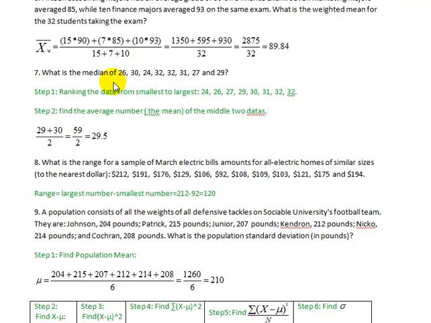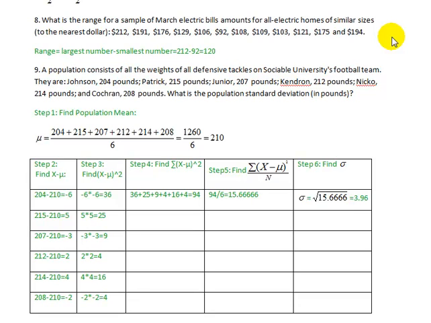Question 7. What is the median of 26, 30, 24, 32, 32, 31, 27, and 29? First step, rank the data from smallest to largest. Step 2, find the average of the middle two values, because here we have an even number of data. If we had an odd number of data, the median is the middle one. Here the middle ones are 29 and 30, so 29 plus 30 divided by 2, we get 29.5.